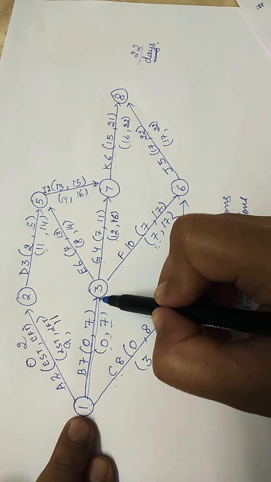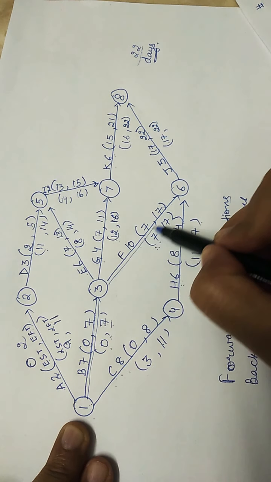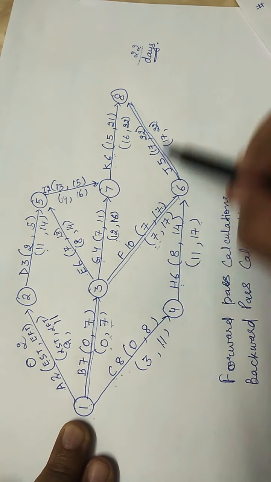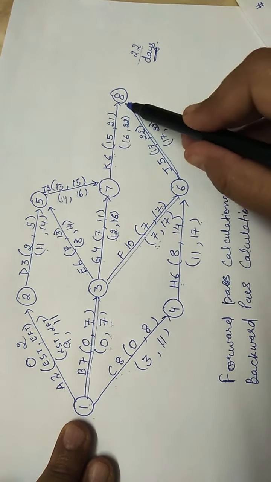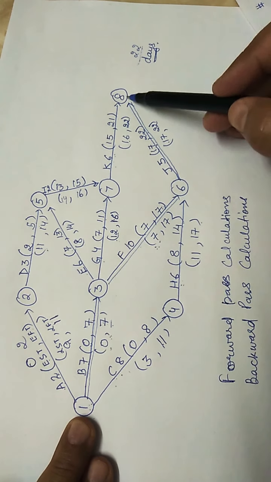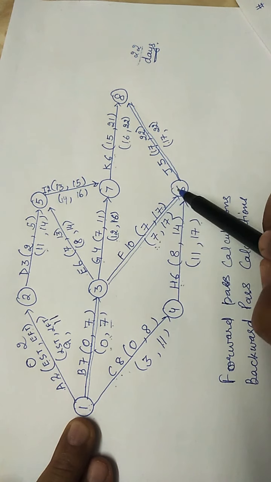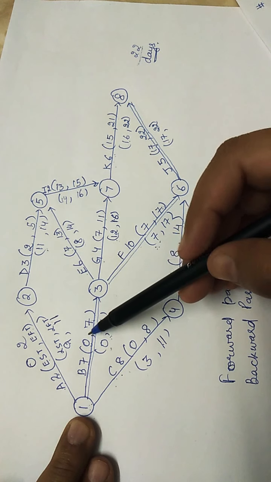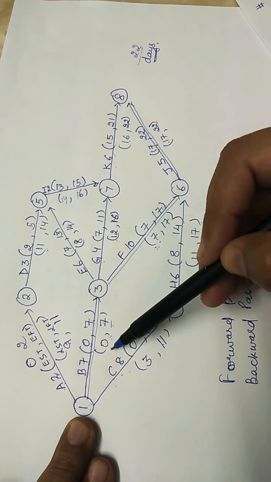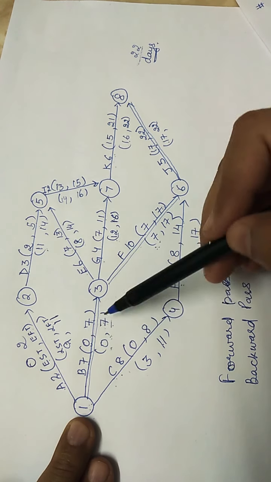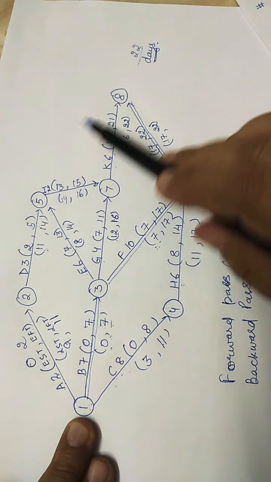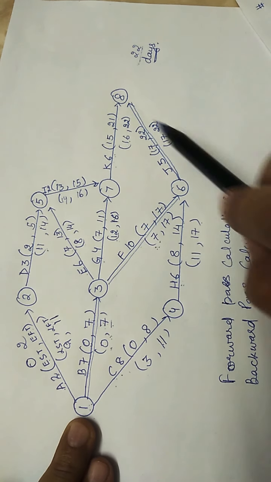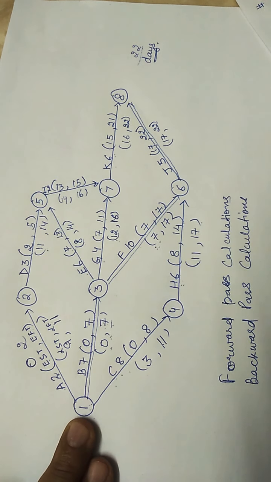1 to 3, this activity is critical, again this activity is critical, and then this activity is critical, and when we join these activities, that becomes a path. So to reach from 1 to 8, 1 to 3, 3 to 6, 6 to 8, this path is very critical, because here latest start time, finish time, earliest start time, finish time, they are the same. As you can see, in the rest of the network, the values are not the same. So those activities are not critical activities.